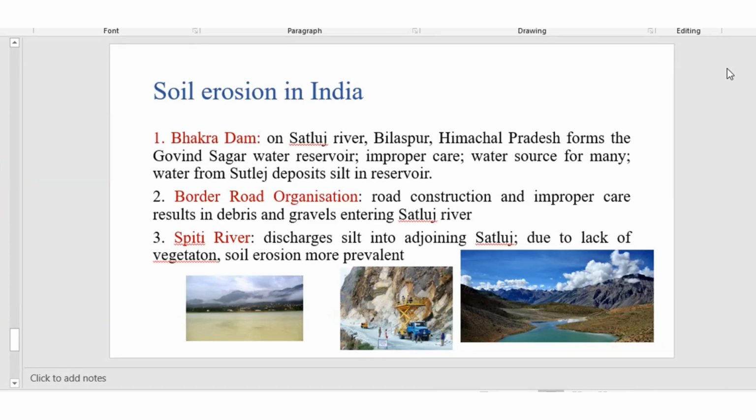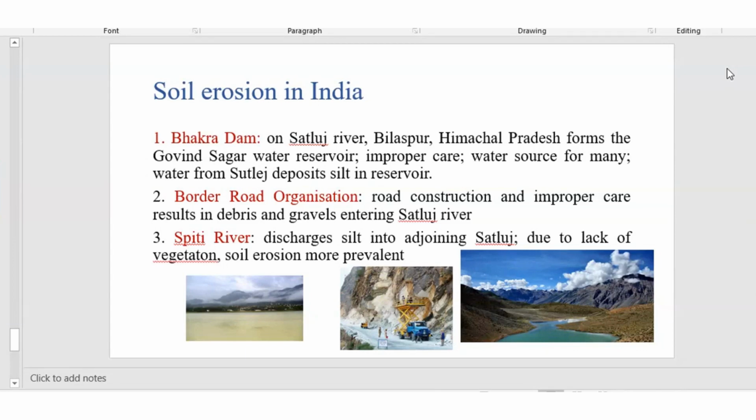All three examples are of the Satluj River only: Bhakra Dam, the Border Road Organization, as well as the Spiti River. How are these three affecting it? They are increasing the sediment load or sedimentation of the Satluj River at Himachal Pradesh, Bilaspur, through the construction of Bhakra Dam, the Border Road Organization, which is responsible for construction of roads, and Spiti Valley, wherein lack of vegetation is responsible for soil erosion.